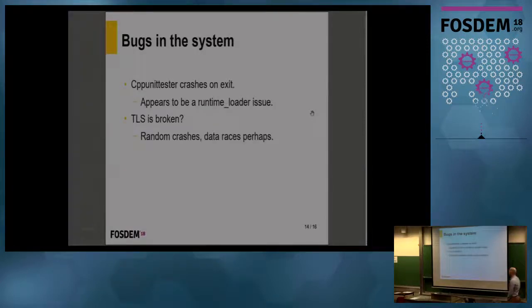Bugs in the system. CPP unit tests can't be run because the CPP unit tester crashes on exit, and it appears to be a runtime loader issue. It doesn't run pthread destructors when unloading the library. It tries to do that on application exit, but the library is unloaded, so the code is not there, and there is a crash. And I think that TLS is broken, but it's over my head.